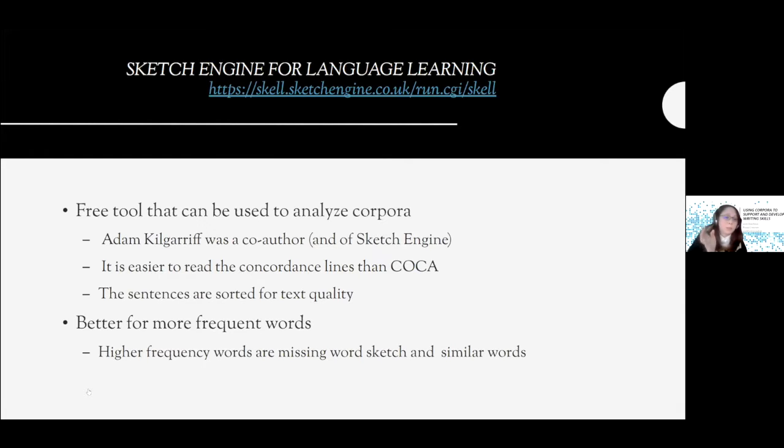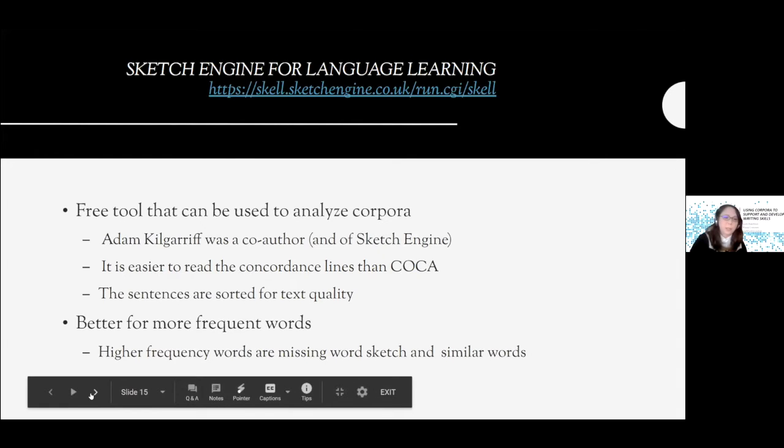The sentences are sorted for text quality, so it's easier to see the concordance lines here. And this is better for more frequent words. Higher frequency. If you use very low frequency words like glossolalia or something like that, it's not going to come up with a word sketch and all that nice stuff. You'll just get concordance lines.